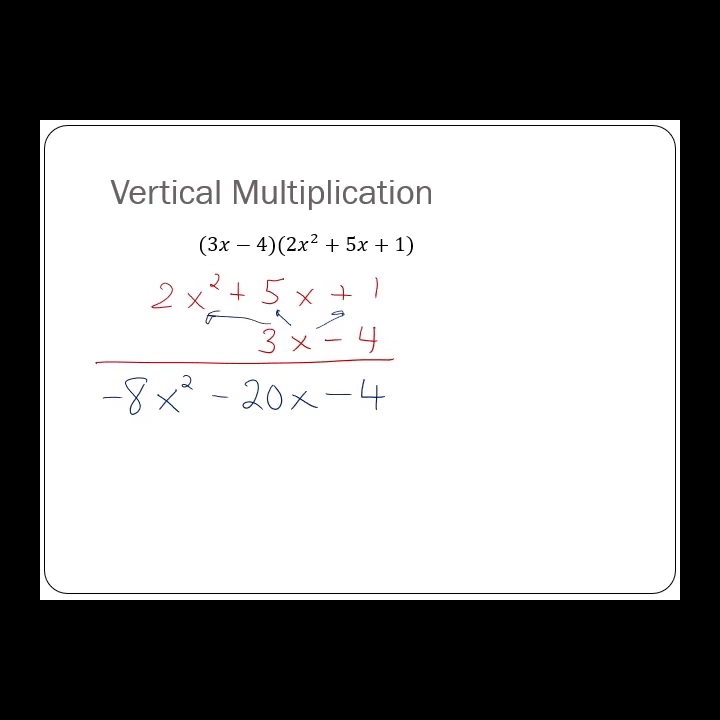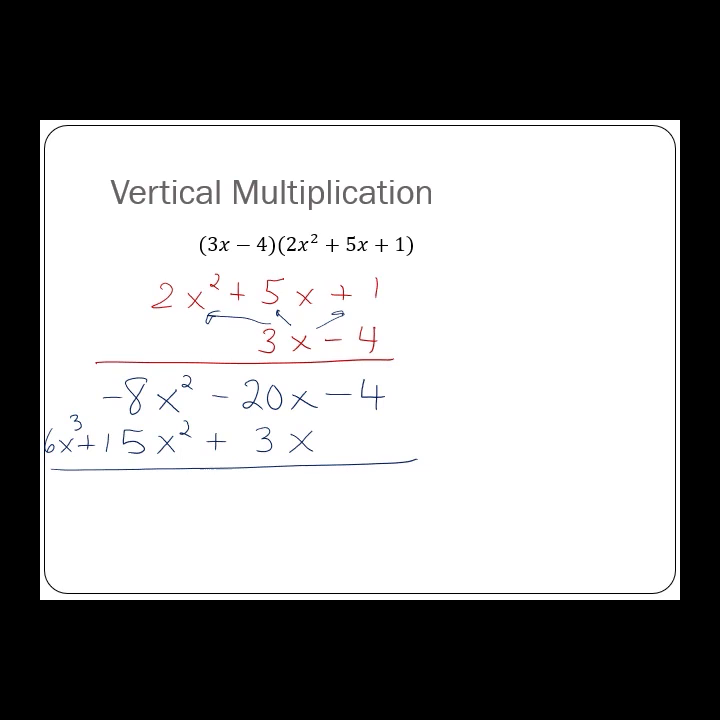So 3x times 1, 3x times 5x, and then 3x times 2x squared, which is 6x cubed. So 3x, 15x squared, 6x cubed.